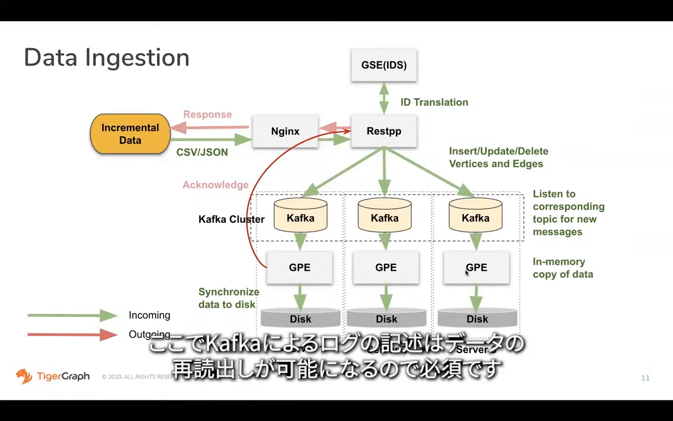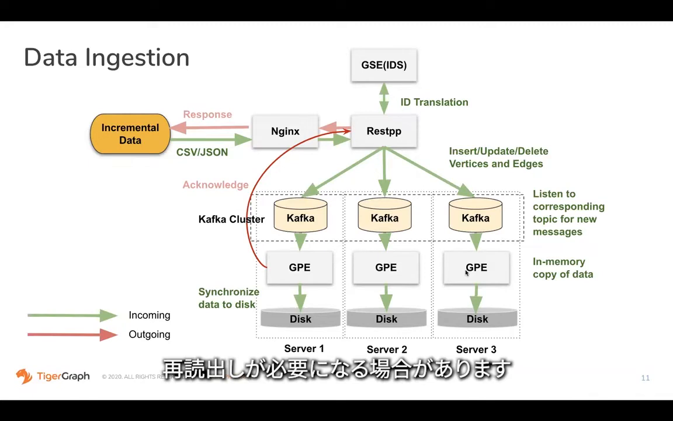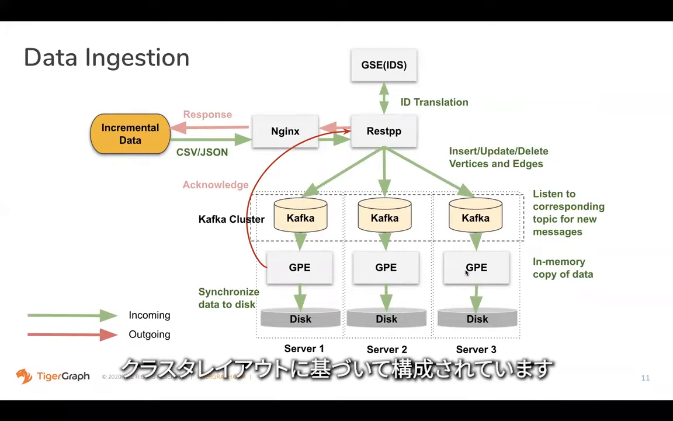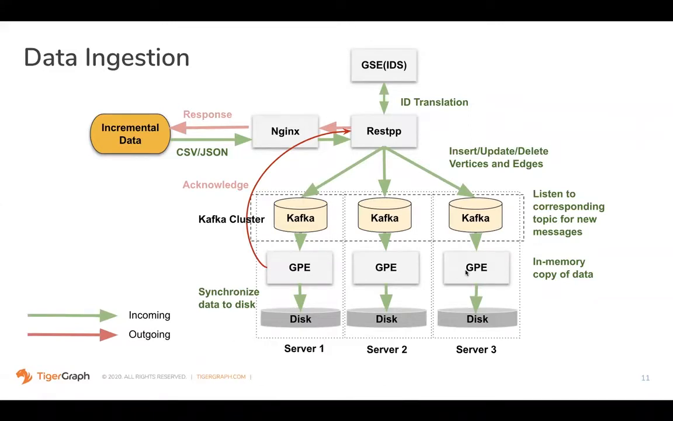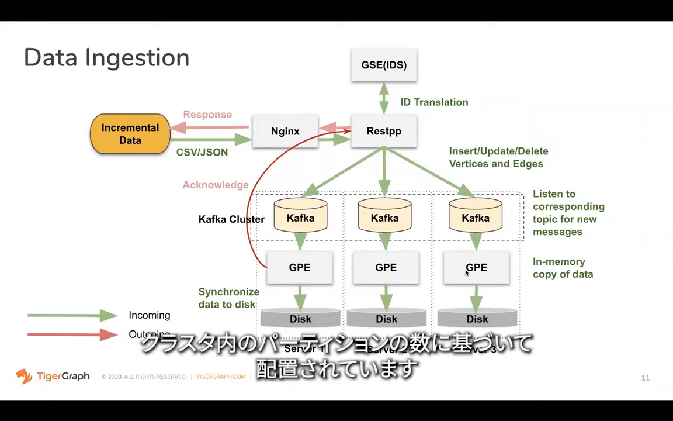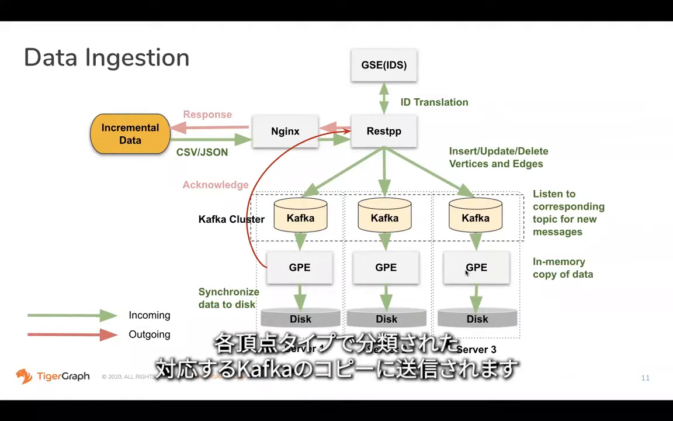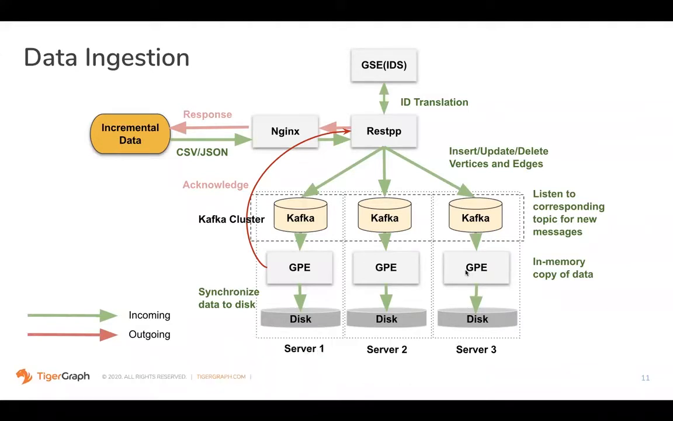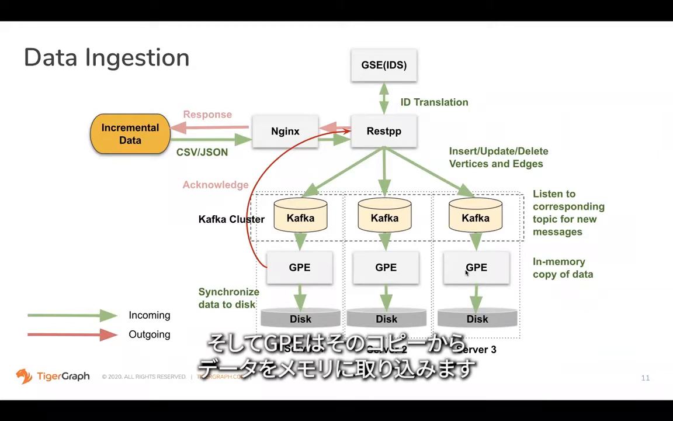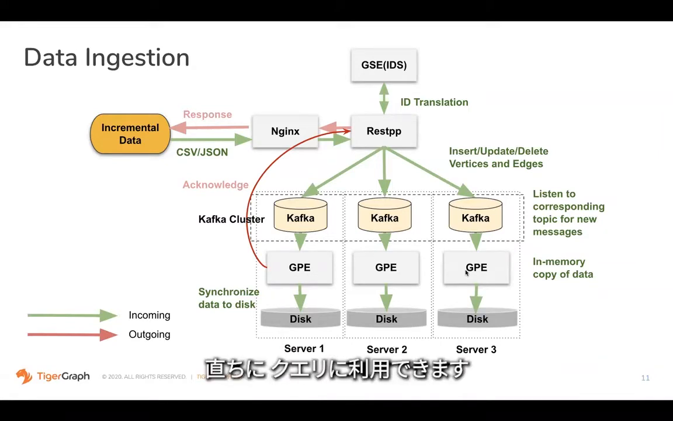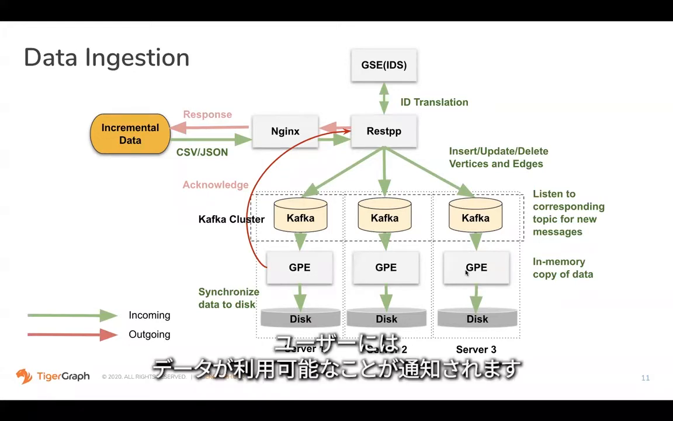Now, the Kafka write-ahead log here is essential because it allows us to reread the data if there is any need. The internal Kafka clusters that are used are organized based on the cluster layout. For example, the Kafka topics that we set up are arranged based on the number of partitions in the cluster. So data belonging to a particular partition, which is categorized by each vertex type, is sent to the corresponding Kafka topic. And from that Kafka topic, GPE ingests the data into memory. The updates are held in memory and are available for querying immediately. An acknowledgement is sent to the users, basically indicating that the data is ready.